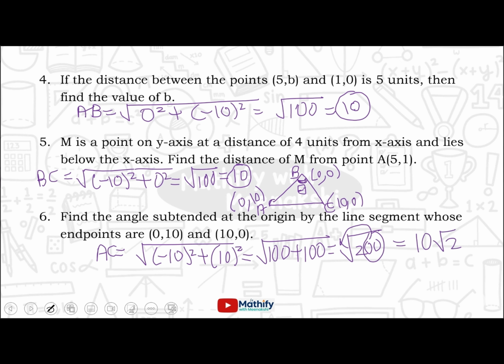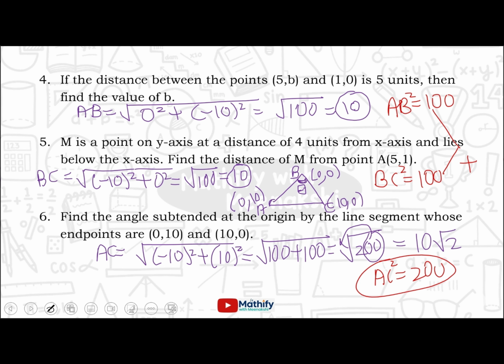Now, how can we find the angle? Did you observe something here? Yes. If you take the square of these sides, what will it give you? AB square, that is 10 square, 100. BC square, again 10 square, 100. And AC square, that is 200. If you add these two, you will get this. That means it satisfies the Pythagoras theorem, and that means your theta is 90 degrees.